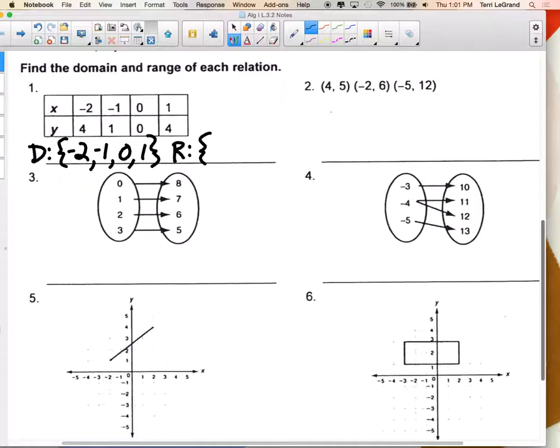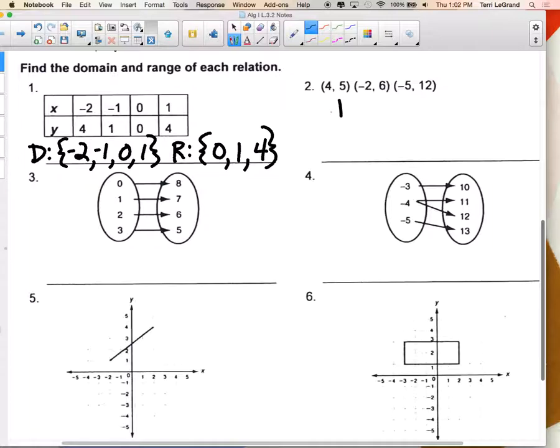Range. What's our range going to start with? 0, followed by 1, followed by 4, followed by? 4. No. Set notation, we're not going to repeat that 4. If a value is used more than once, it only needs to be counted once in there.